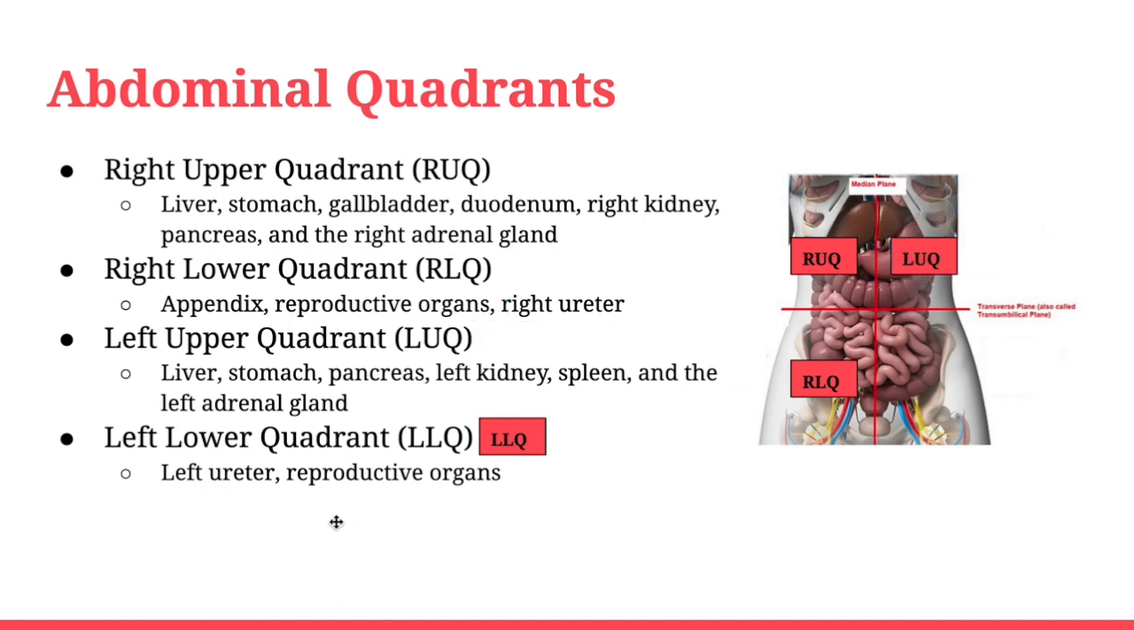And finally, we have the left lower quadrant. That's going to include the left ureter, which goes from the kidney to the bladder, as well as reproductive organs. We need to label that as well. So your diagram should look very close to this. They don't need to be in the same exact spot, but they need to be in the appropriate quadrant.